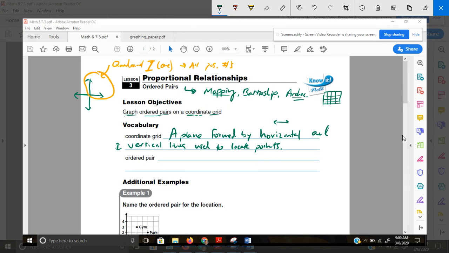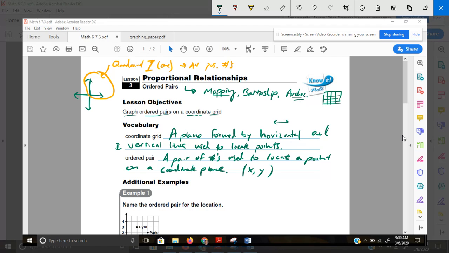Let's define ordered pair first, and that's a pair of numbers used to locate a point on a coordinate plane. Ordered pairs are listed in parentheses, and that's 2 numbers. First is the x, and then is the y.